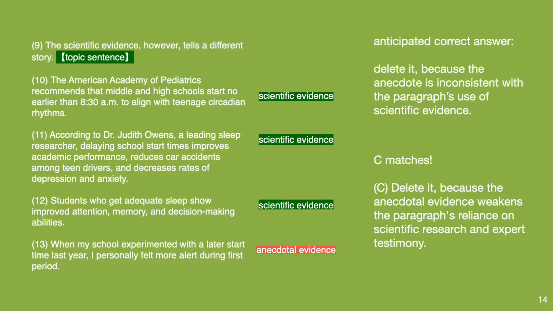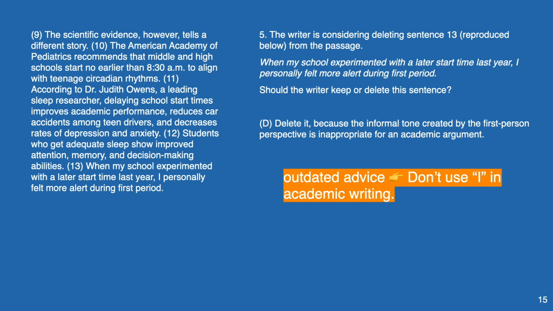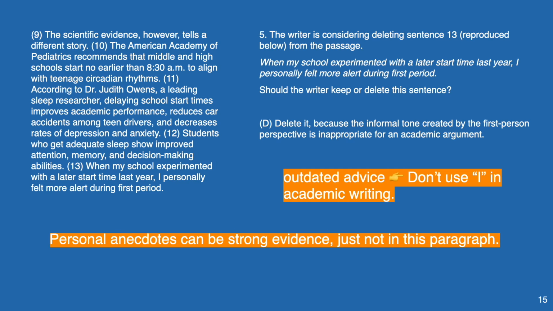The anecdotal evidence weakens the paragraph's reliance on scientific research and expert testimony. Some students fall for choice D because they've been told by their high school teachers that they shouldn't use the word I in academic writing. But that is outdated advice. Personal anecdotes can be strong evidence, just not in this paragraph. The topic sentence specifically says the scientific evidence, however, tells a different story. To use non-scientific evidence would undermine the coherence of the paragraph.